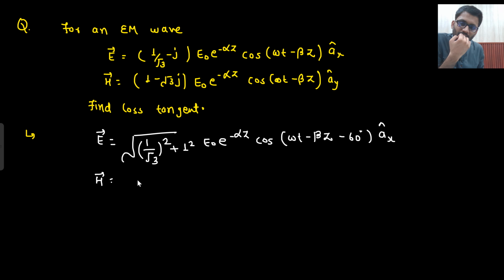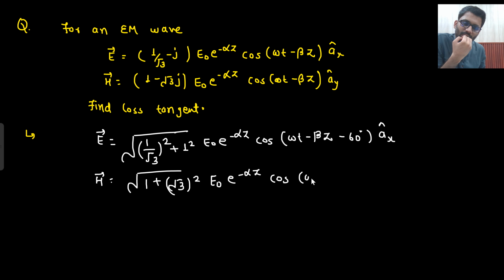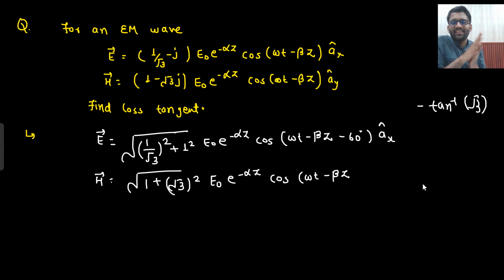Now let's see this one. What about the magnitude? The magnitude will be 1 plus (root 3) whole squared, with E naught e to the power minus alpha z cos(omega t minus beta z). How much phase shift will this provide? That will provide tan inverse of root 3, but with a minus sign outward. So this is also providing a 60 degree phase shift. So I did not frame this question intelligently.